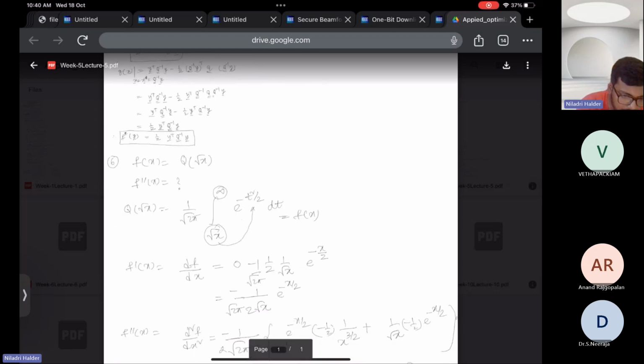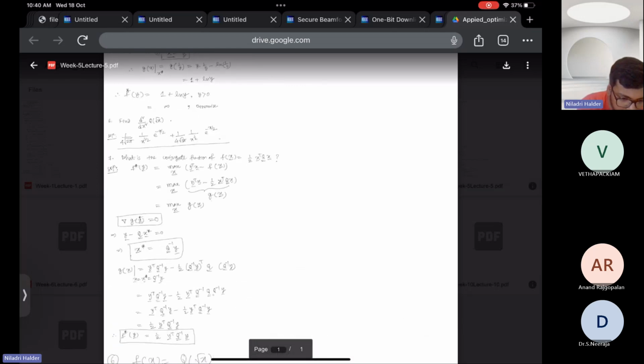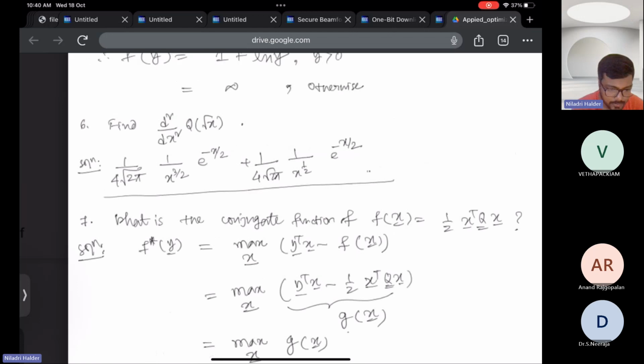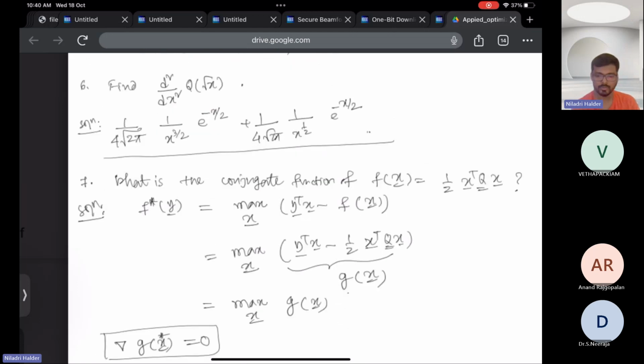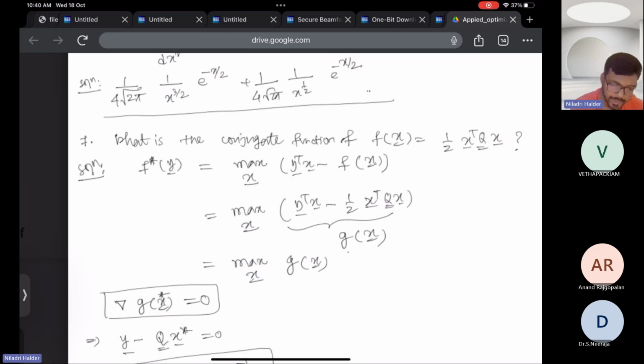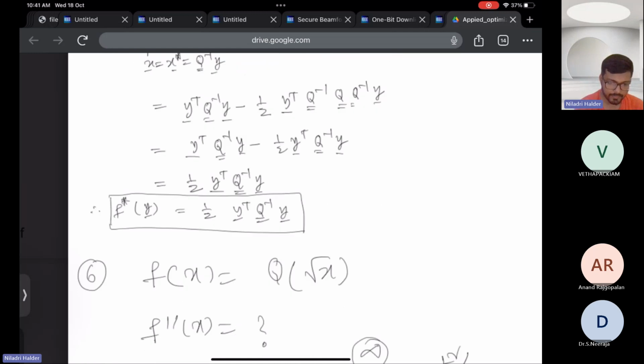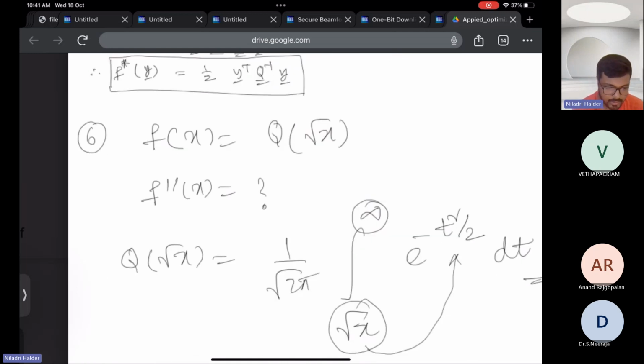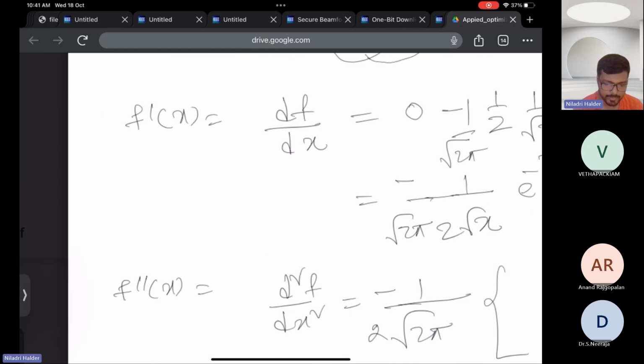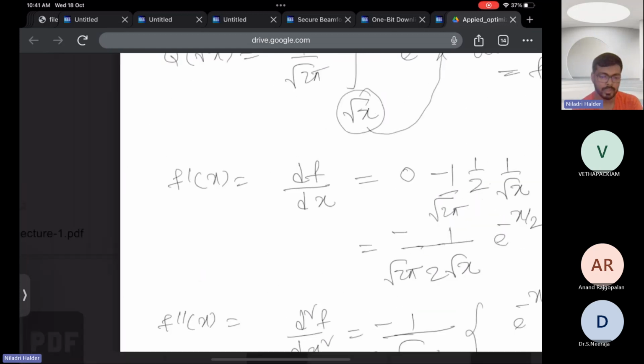Yeah, then after that, the conjugate. Suppose there is a function f(x) equal to half x transpose Qx. Then we need to find the conjugate function of f(x), which is just the maximum of y transpose x minus f(x). That is shown here, how to find the conjugate function of f(x). Then f(x) is equal to the cube root of x, so how to find f''(x)?